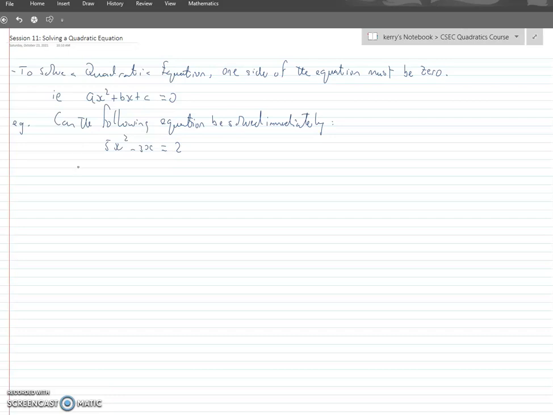So what we have to do in this case is transpose this 2. Technically, this is adding 2, 0 plus 2. So when you transpose it, you have to subtract 2 from both sides. So it becomes 5x squared minus 3x minus 2 is equal to 0. I don't like to say bring across to the other side, because the easier thing to see is not really the correct thing to see. So you subtract 2 from both sides to balance the equation, and this is what we end up with. Now, this is able to be solved.